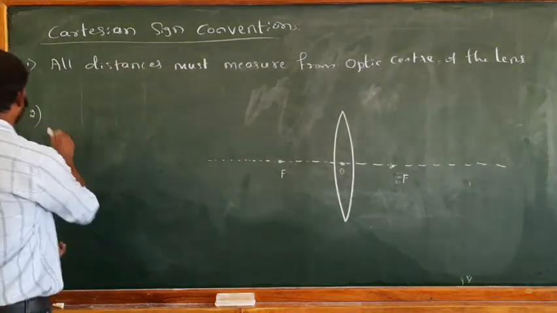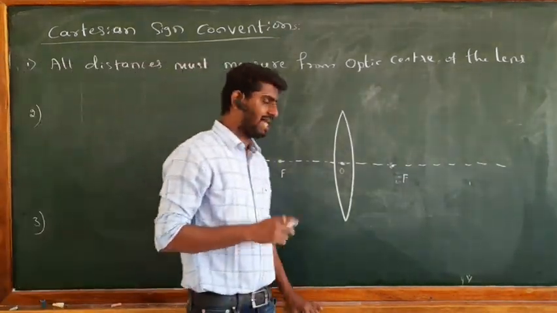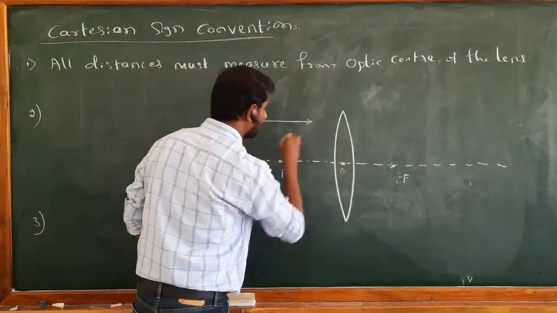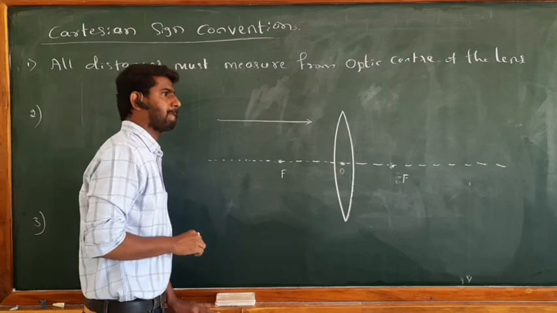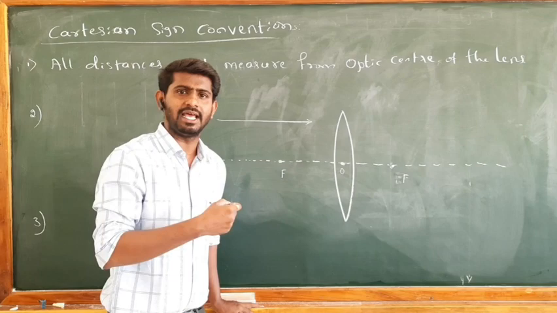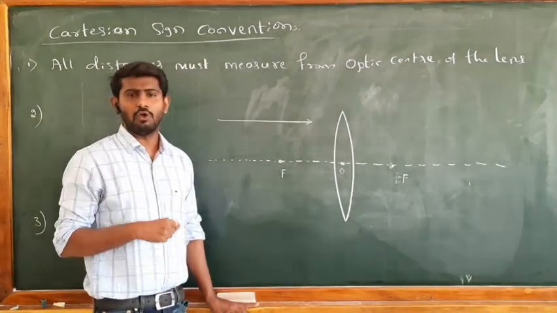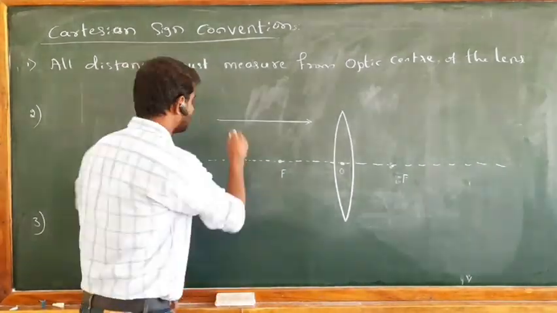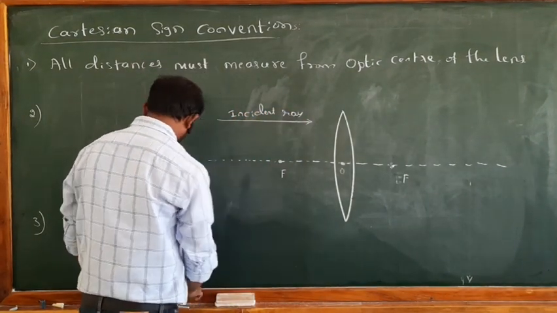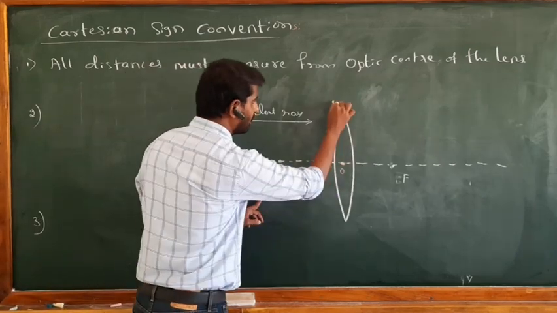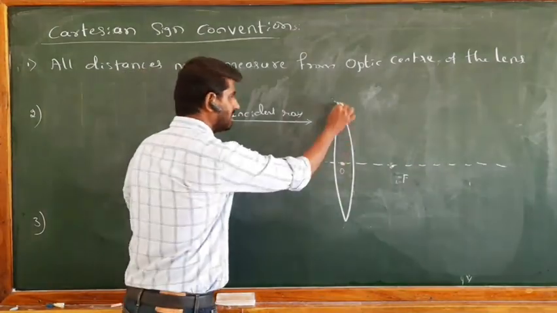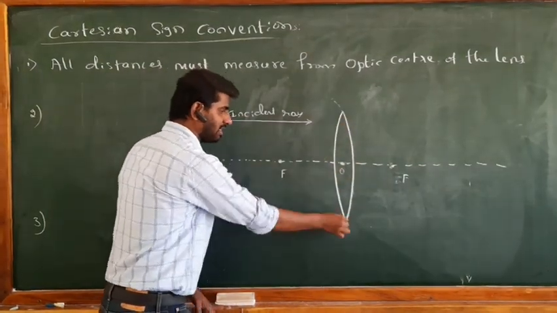Okay, and the second rule is the same as in the case of the mirror. All the distances, if the direction of measurement is in the direction of the incident ray, we should take it as positive. I call this the incident ray. Now I want to measure the focal length of this surface curvature, or the radius of curvature of this one.